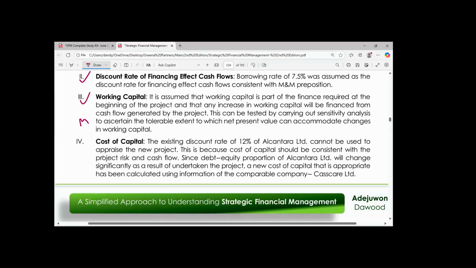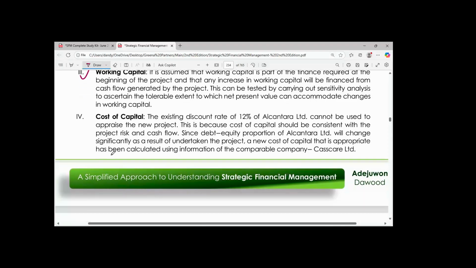If you want to confirm, we can use sensitivity analysis or sensitivity margin to ascertain the extent to which the NPV can accommodate any change in working capital. All right, then number four, we talk about cost of capital.